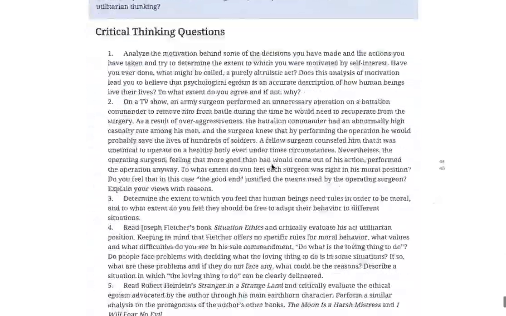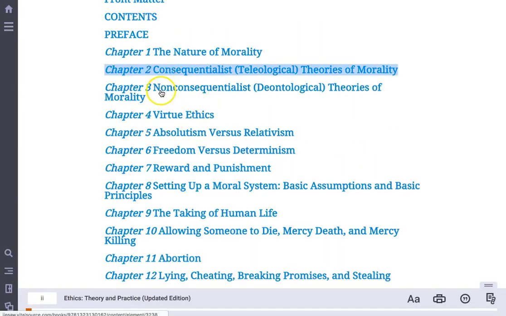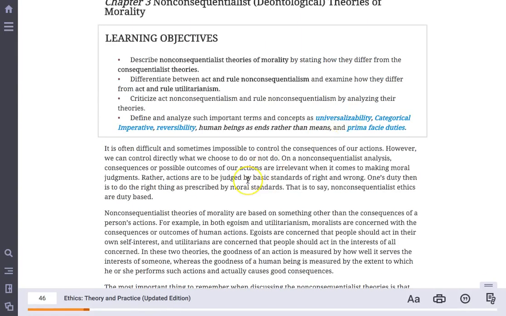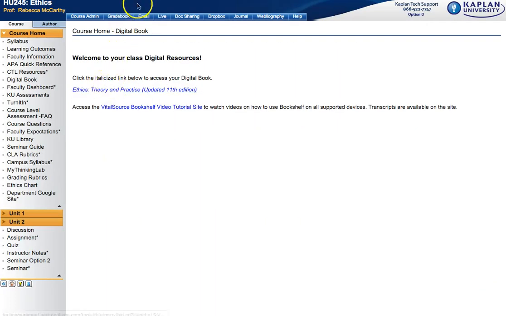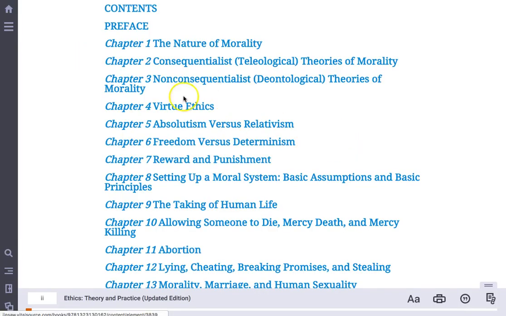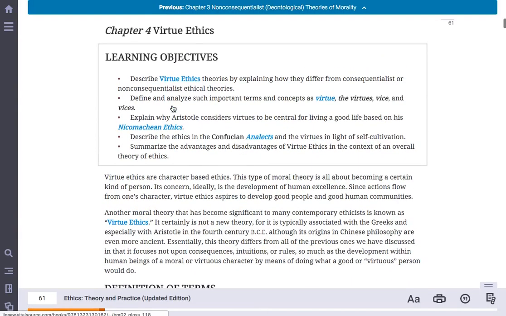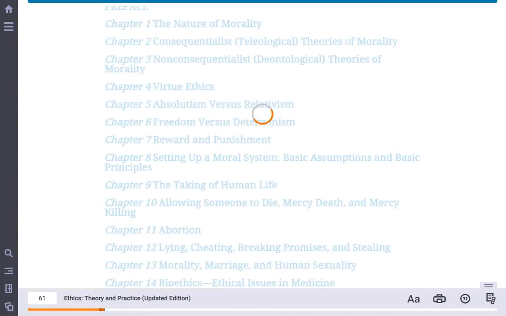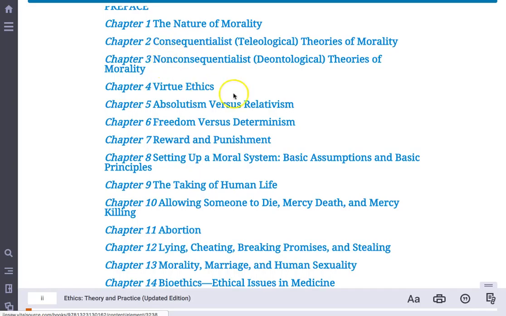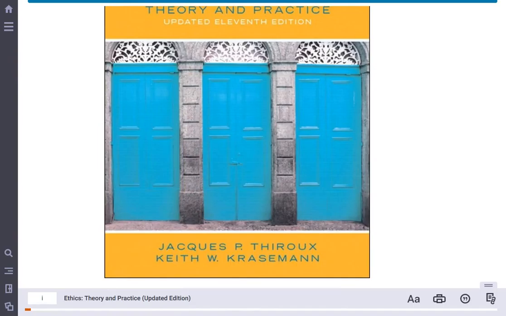The next chapter is going to look at non-consequential reasoning, and that's chapter 3. And then we also have a chapter on virtue ethics. Let me go back here real quick. There you go, virtue ethics. So you're going to want to look at virtue ethics as well. So technically, for this assignment, you're really looking at chapter 2, chapter 3, and chapter 4. Chapter 2 was covered during Unit 1, okay?